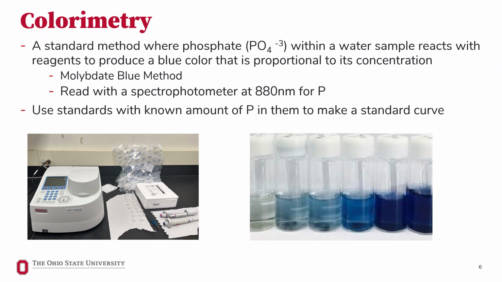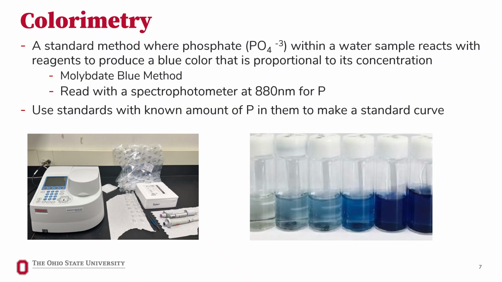More specifically, we will be using the molybdate blue method for analysis of soluble reactive phosphorus. The phosphorus within the sample will turn blue when it reacts with the reagents. The blue color will be proportional to the concentration of phosphorus within the sample, so a more blue sample will contain more phosphorus. After the reaction has occurred, we will be reading phosphorus samples on the spectrophotometer at 880 nanometers.